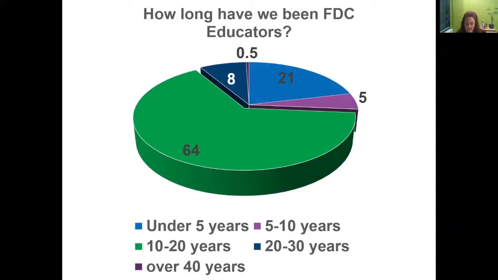The other question we asked is, how long have we been educators for? And this was another great thing to see feedback on. So 21% of us have been in family daycare for under 5 years. 5% of us have been in family daycare between 5 and 10 years. 64% of us, and this was the biggest group, has been in family daycare between 10 and 20 years. So that's fantastic to see that this occupation does have longevity, and there's obviously people who really are loving doing it, and they're passionate about it.